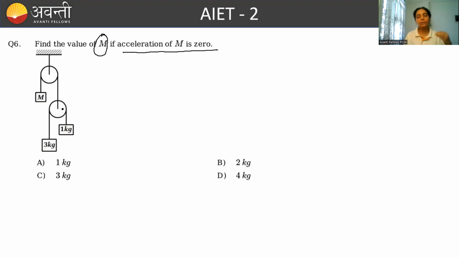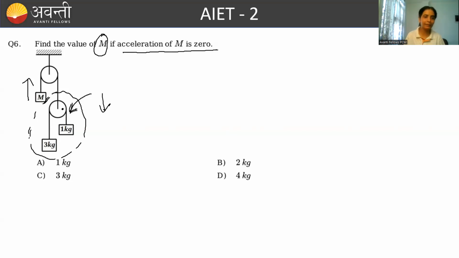Suppose the acceleration of M is not 0, then what will happen? This M will go up, then this whole system will go down. So two kinds of motion will happen. First, suppose this capital M mass is going up, then this whole system of the pulley with 1 kg and 3 kg masses, which I am calling one system, will come down.